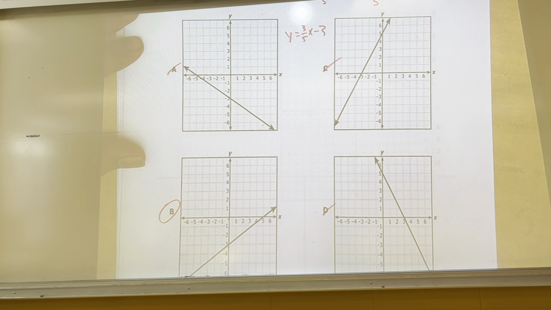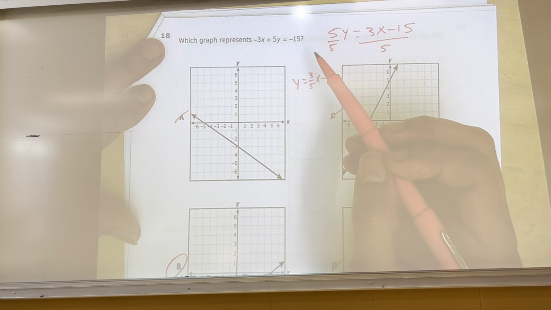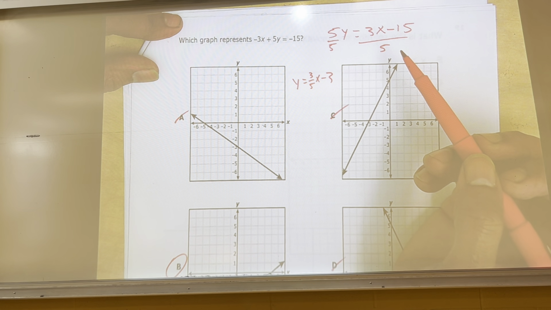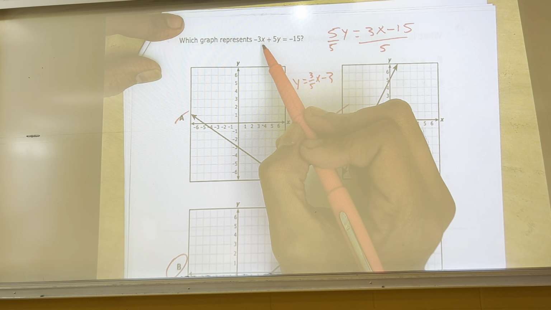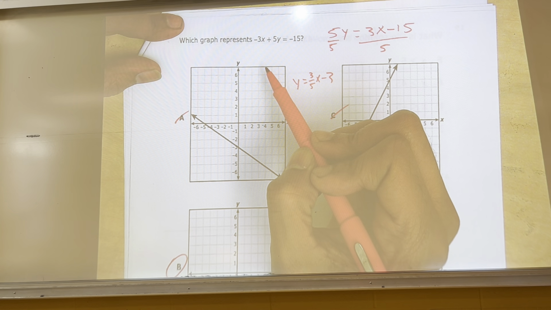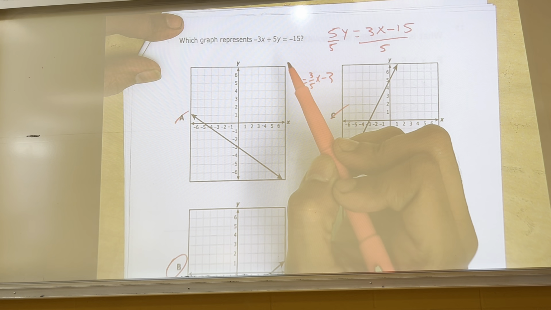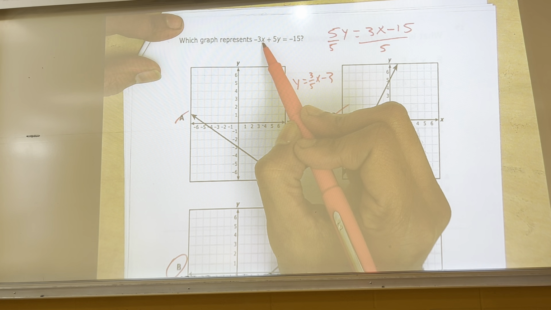Now, what I haven't showed the class is from standard form, there is a trick to get the x and y-intercept. If the y-intercept is when x is 0, and the x-intercept is when y is 0, so if I put a 0 here, what happens?